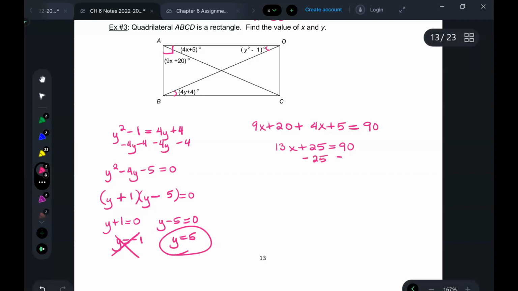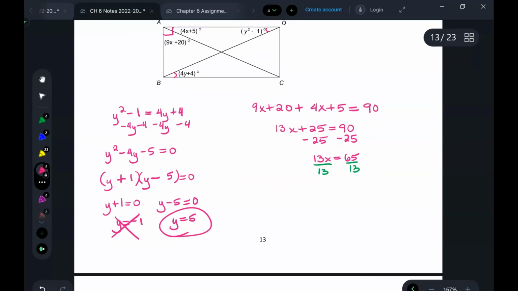Okay, so 13x equals 65. It does go in. It's 5. If it didn't go evenly, we would just circle 65 over 13 and leave it like that.